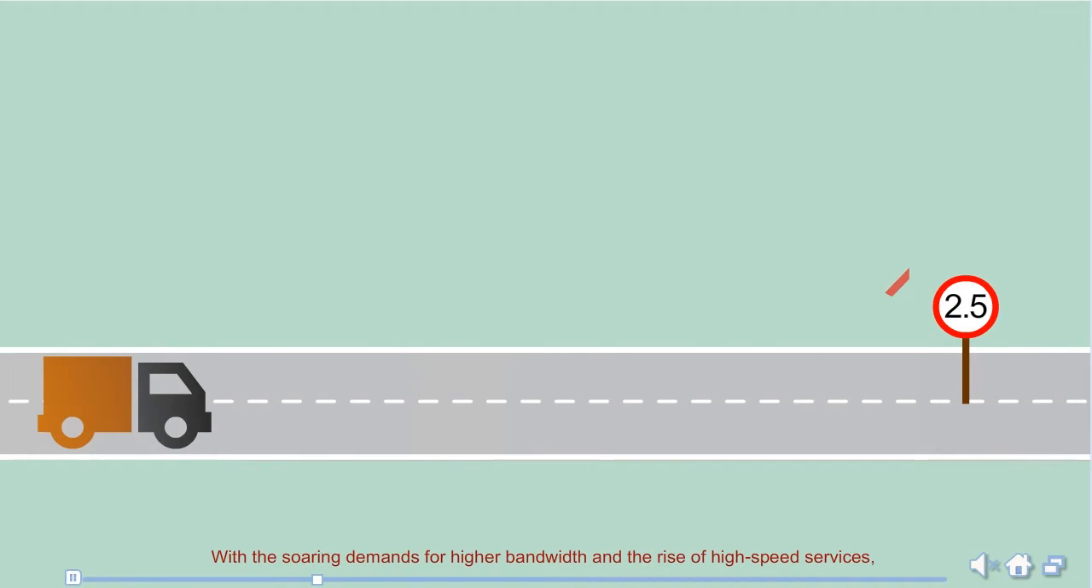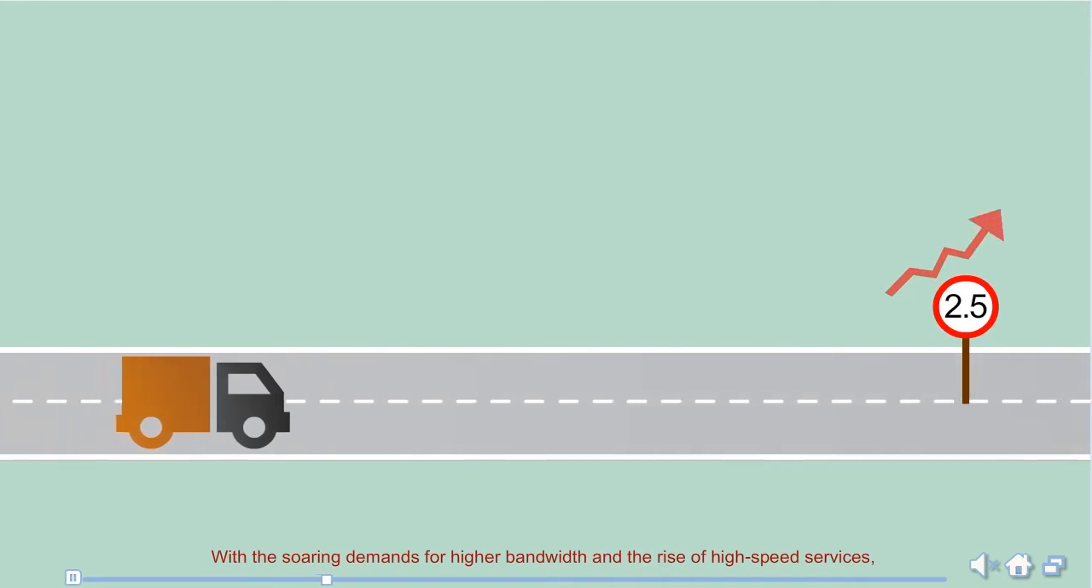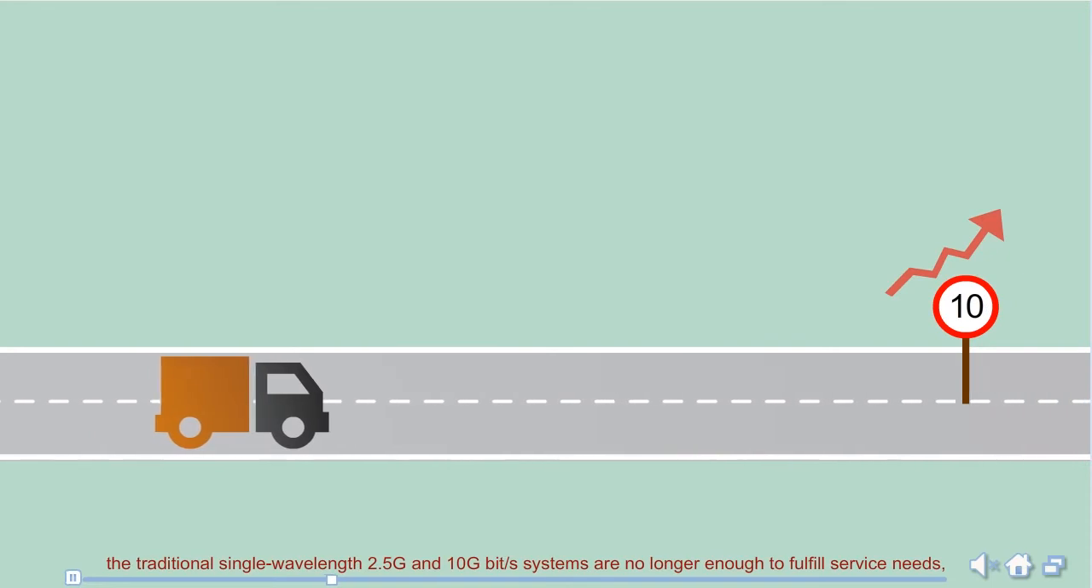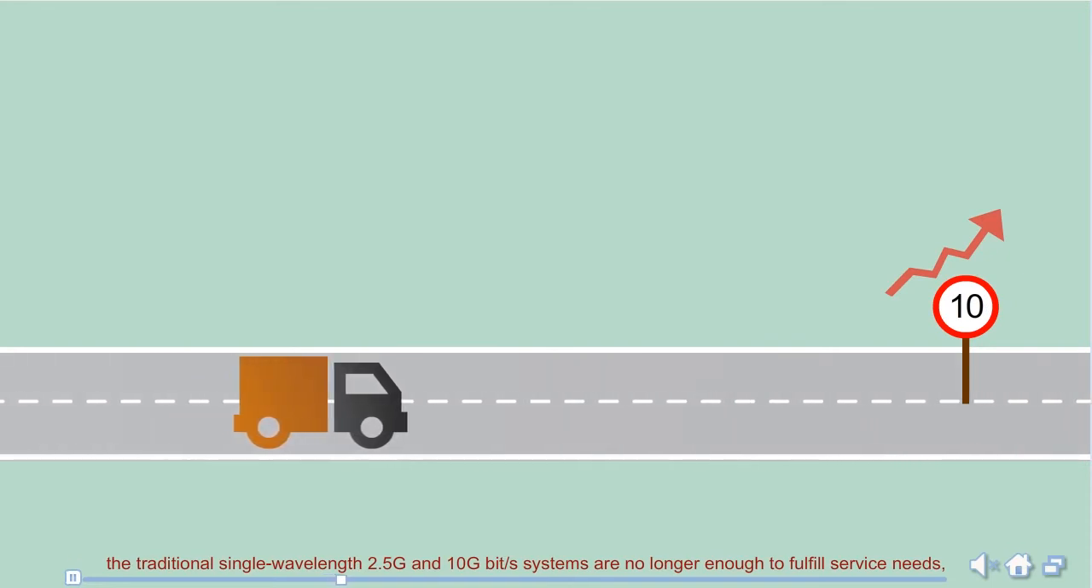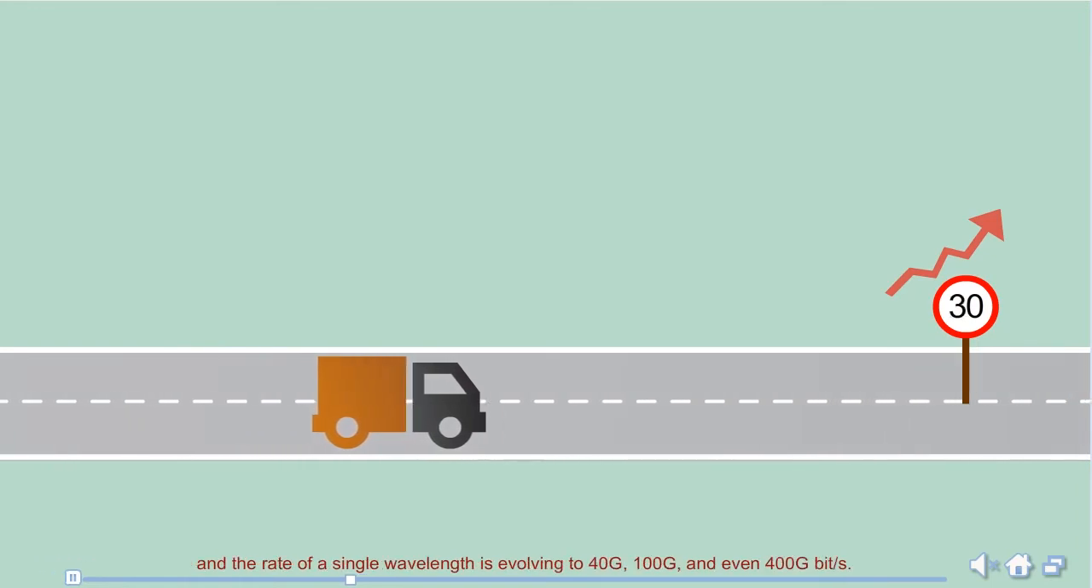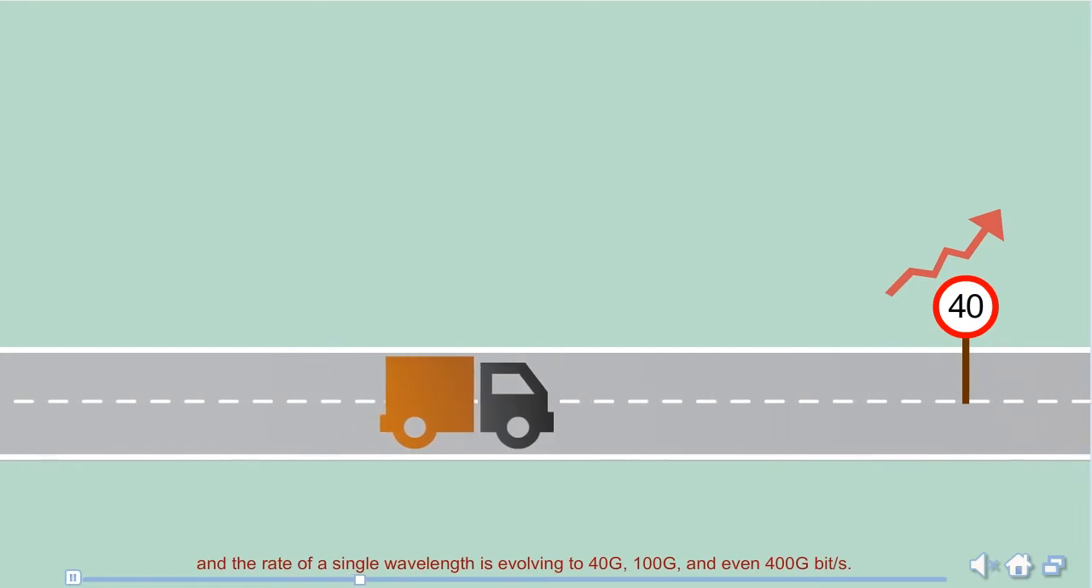With the soaring demands for higher bandwidth and the rise of high-speed services, the traditional single wavelength 2.5G and 10G bits per second systems are no longer enough to fulfill service needs. And the rate of single wavelength is evolving to 40G, 100G, and even 400G bits per second.